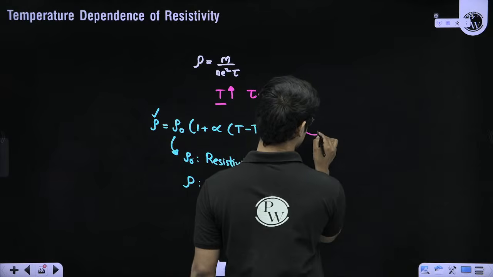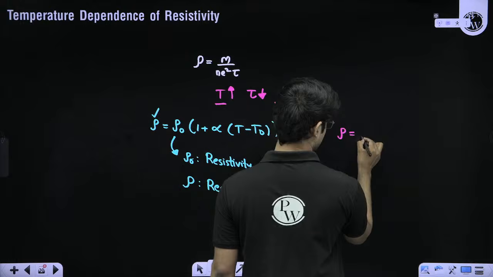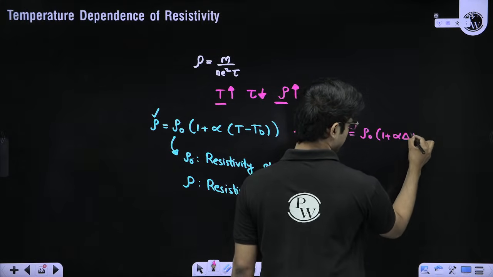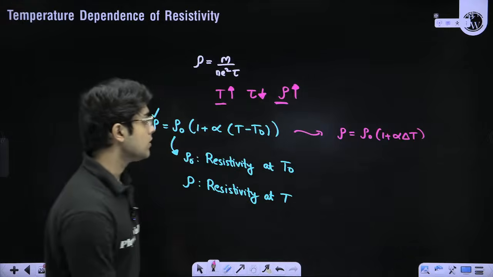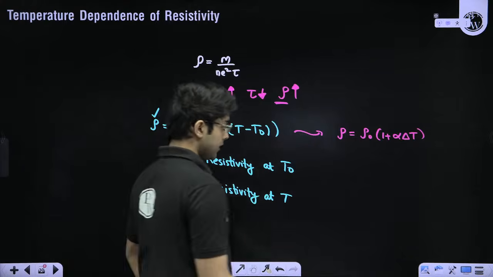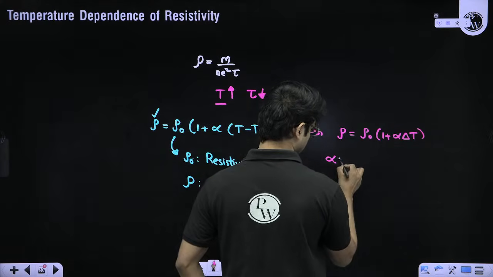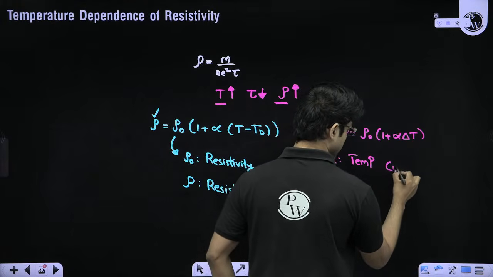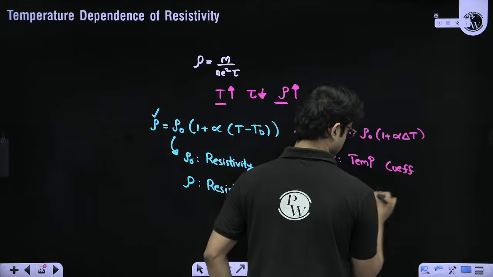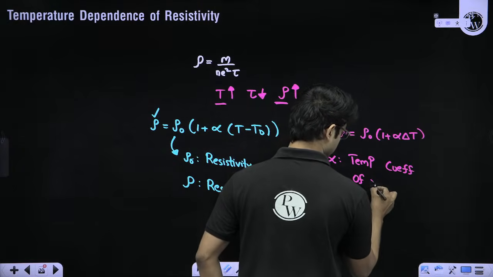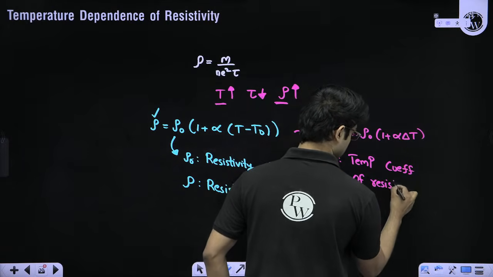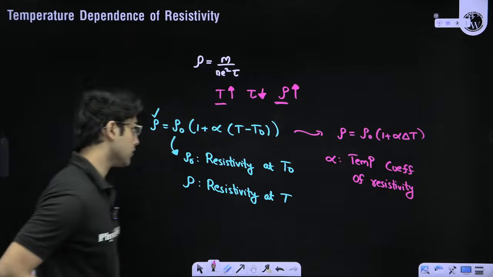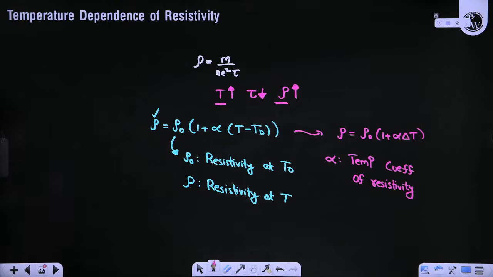You can slightly modify it and write it this way also: rho naught 1 plus alpha delta T, okay? Now here alpha is known as the temperature coefficient of resistivity. Okay, this depends on the material. This will depend on material to material.